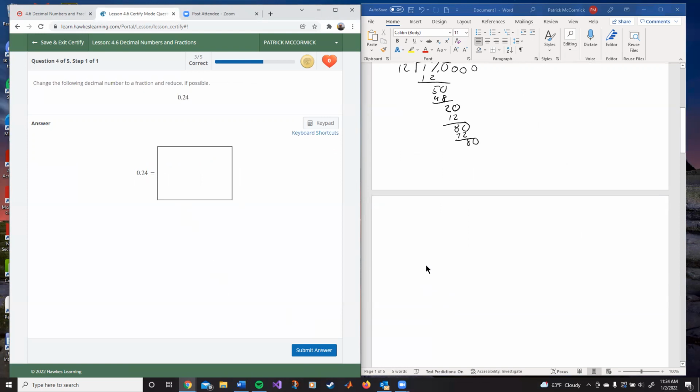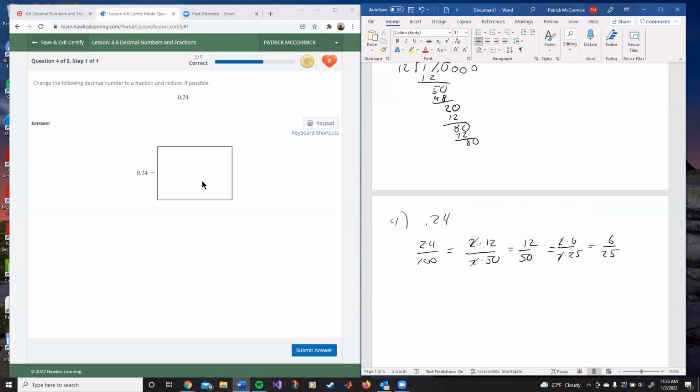Okay, question number 4 says change the following decimal to a fraction and reduce. So number 4, this is 0.24. So that's 24 hundredths. All right, so I know 2 goes into both, 2 times 12 over 2 times 50. So 12 over 50, I can do that again. So it'd be 2 times 6 over 2 times 25. So 6 over 25, and we're done.